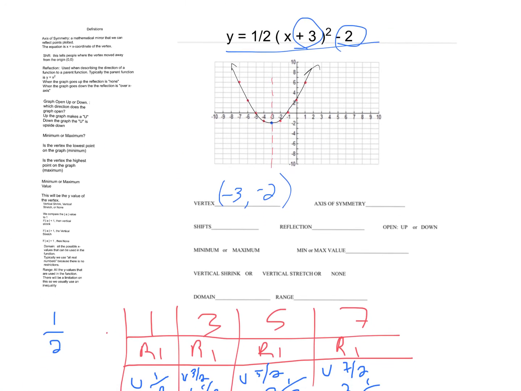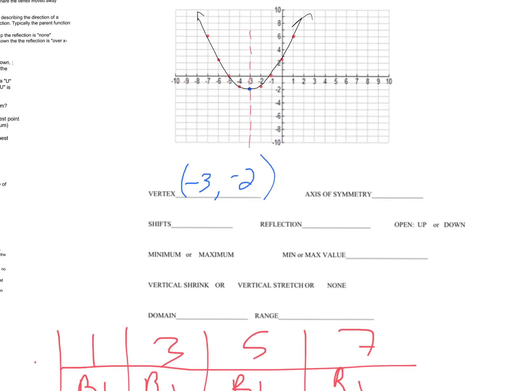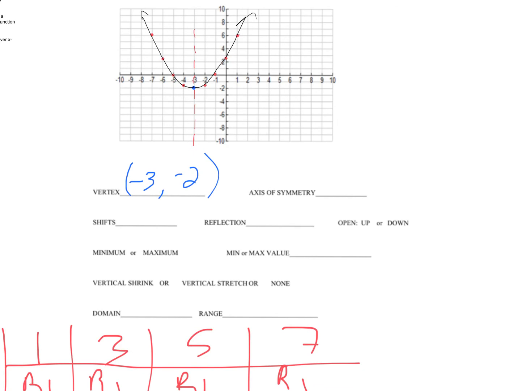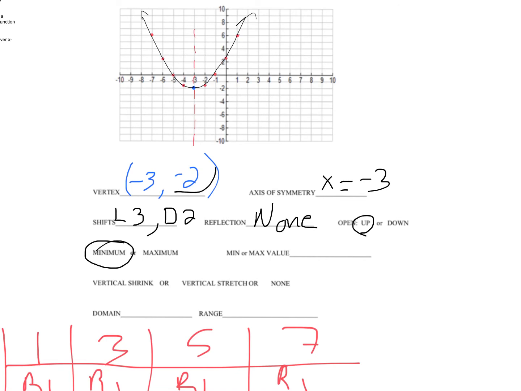Now, let's fill in the rest of the stuff so we know what we're doing here. Axis of symmetry: x equals -3. Shift: we went left 3, then we went down 2. Reflection, since we went up, is none. Opening up. Again, my vertex is the lowest point I have, so it's a minimum. The minimum value is y equals -2.